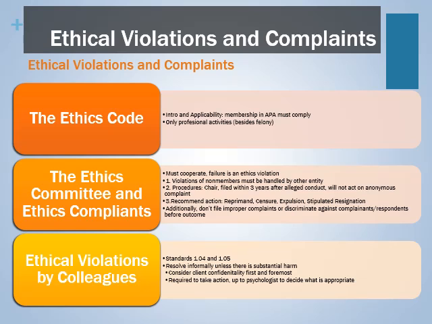The first standard of the ethics code, within 106, is that as a psychologist, you are required to cooperate with the ethics committee, any affiliated state, in fact. If you fail to cooperate, that is in itself an ethics violation. If you're a member of the APA, it can be handled by the ethics committee or the licensing board or the courts. Violations of non-members are not within APA's jurisdiction, but can be for others.